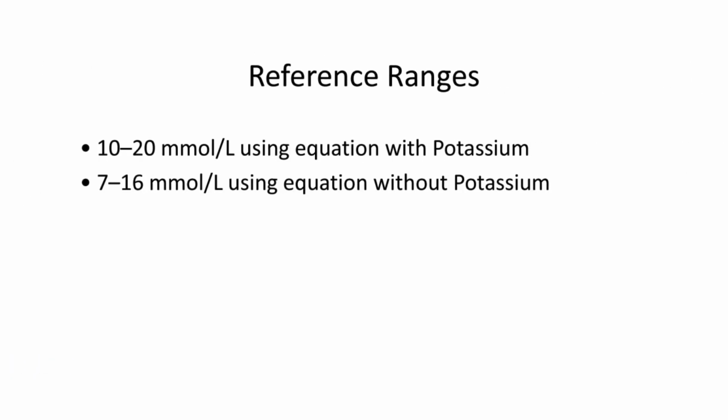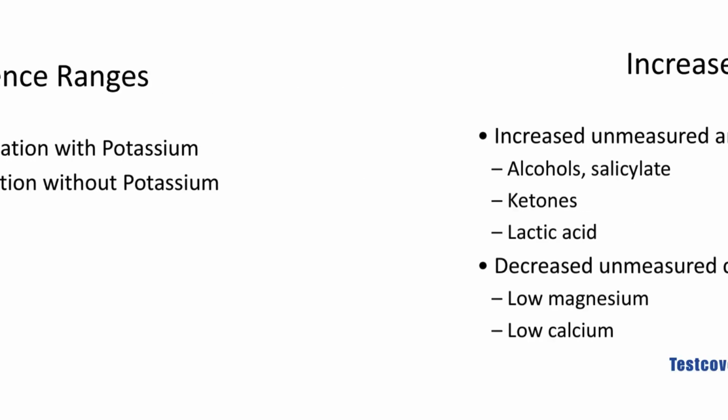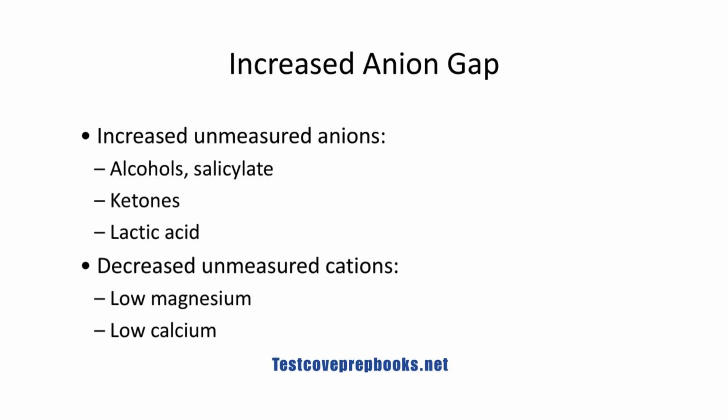The reference range for the anion gap depends on the formula used. When potassium is included, the range is approximately 10 to 20 millimoles per liter. When potassium is excluded, the reference range is 7 to 16 millimoles per liter. An increased anion gap indicates an accumulation of unmeasured anions. This can be due to conditions such as alcohol or salicylate poisoning, diabetic ketoacidosis where ketones build up, or lactic acidosis. It can also occur when unmeasured cations like magnesium or calcium are decreased.